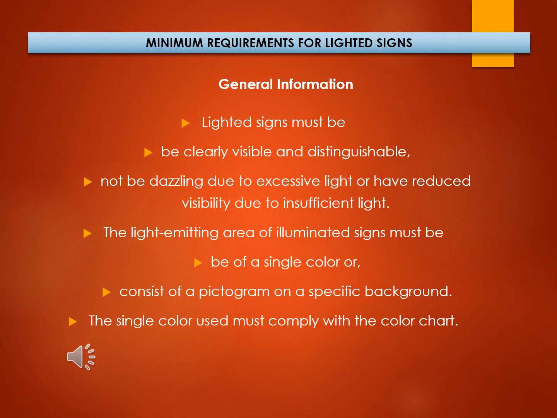Minimum requirements for lighted signs. Lighted signs must be clearly visible and distinguishable, not be dazzling due to excessive light or have reduced visibility due to insufficient light. The light-emitting area of illuminated signs must be a single color or consist of a pictogram on a specific background. The single color used must comply with the color chart.